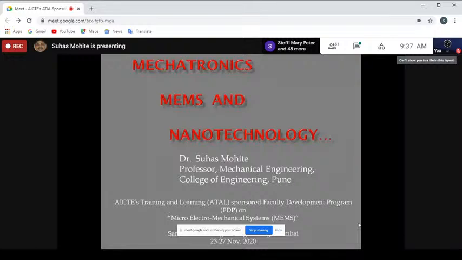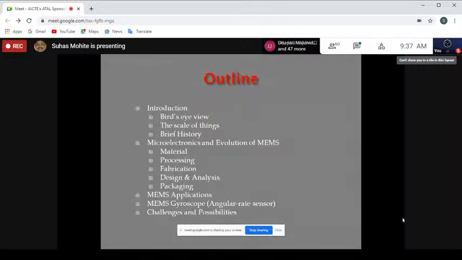So I have decided to connect a few dots from what they know, and then we will move on to what is new to many of the participants. Mechatronics is something most of us are familiar with. Let us have a quick look at that, and then we will move to MEMS and nanotechnology and how the scaling takes place.